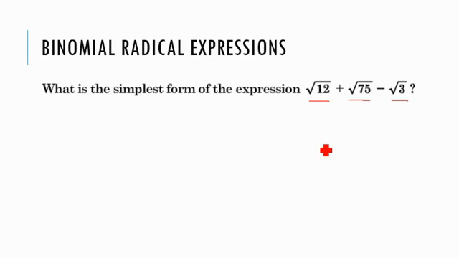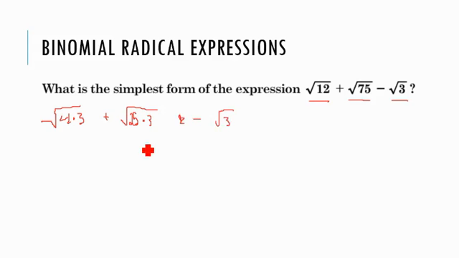So this may look a little confusing at first, but it's just another example of adding or subtracting like radicals. However, we need to simplify the radicals first. So if we take the square root of 12, it's actually the square root of 4 times 3, plus the square root of 25 times 3, minus the square root of 3.